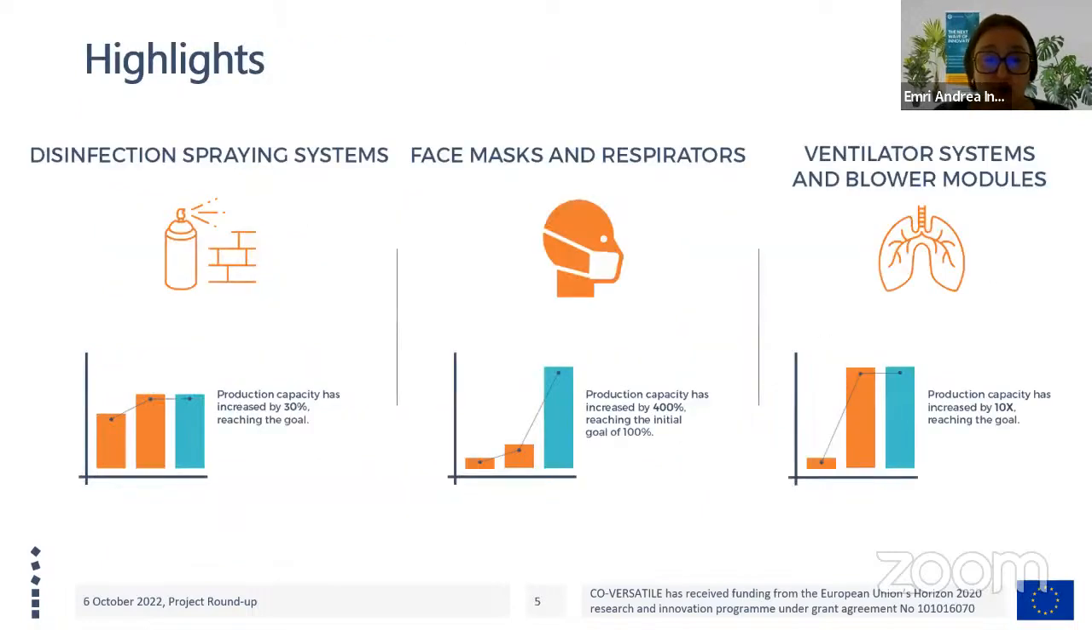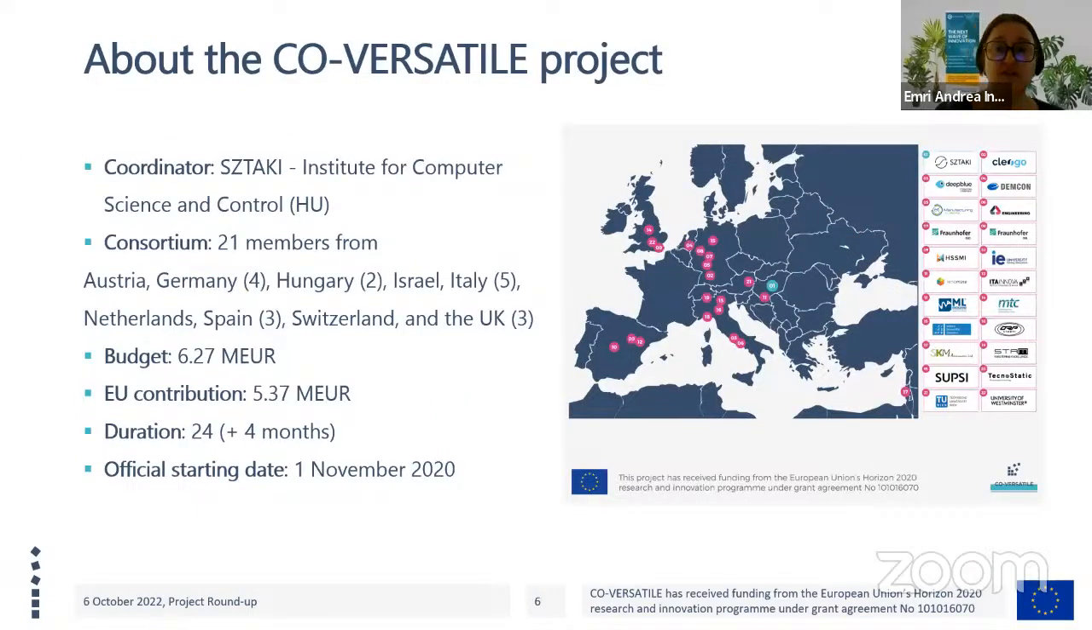So actually what we were focusing on were spray systems, personal protection equipment such as silicone masks, and also the respirators or ventilators. These were the most burning needs, because lives were at stake, but at the same time it was also very important to support the manufacturing industries to be resilient, adaptive, agile in such a crisis situation. And that's how CoVersatile was composed.